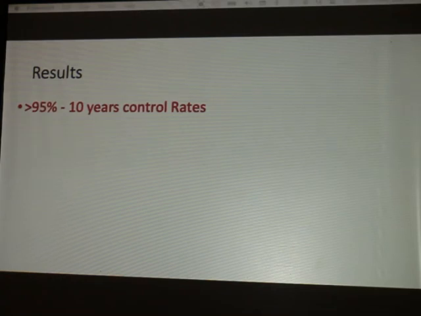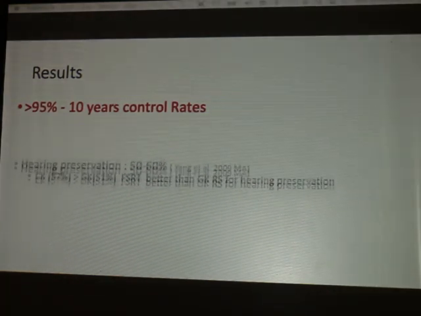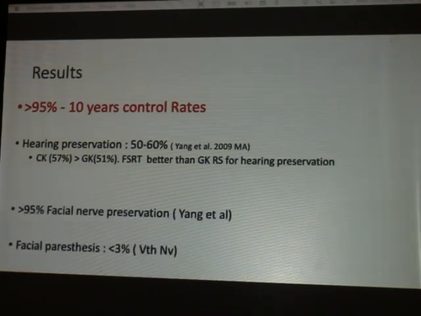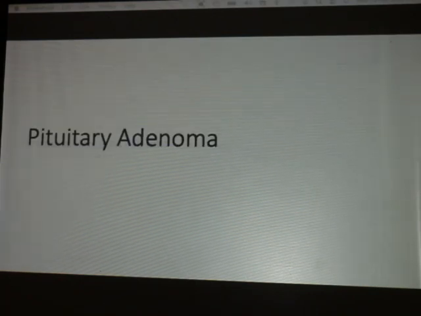So the literature also suggests the control rate with SRS is more than 95% at 10 years. And hearing preservation is much better and superior as compared to surgery, and the facial nerve preservation rates are much better as compared to surgical series.